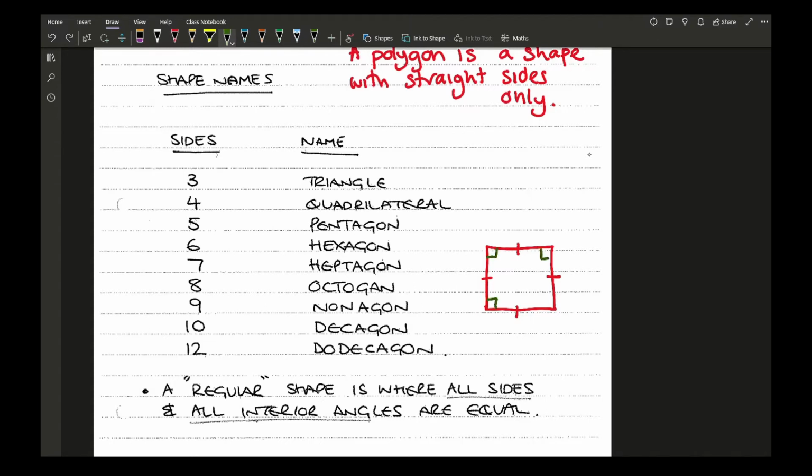This is where it differs from a rectangle, which can't be classed as a regular quadrilateral because the sides are different. You have a pair of two different sides. So the word regular basically means where all the sides and all the interior angles are equal. And again, the interior angles are the angles inside, at the corners, of each of the shapes.